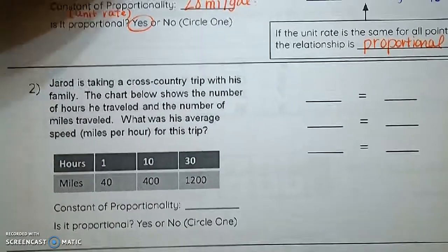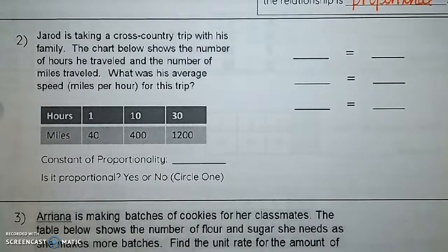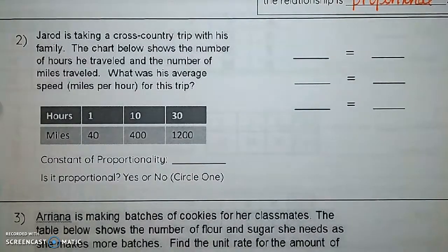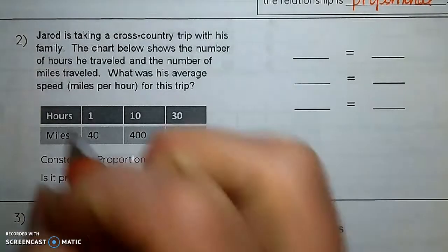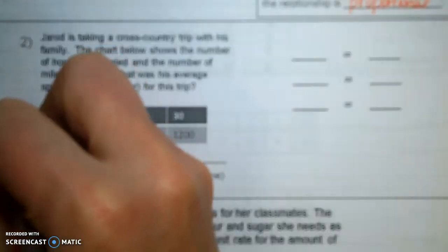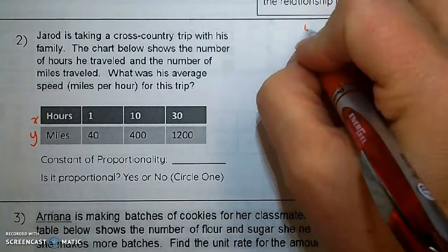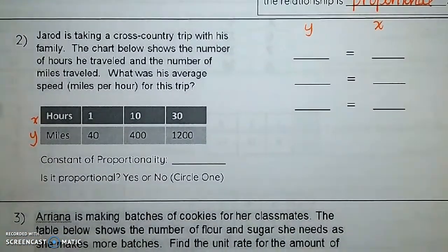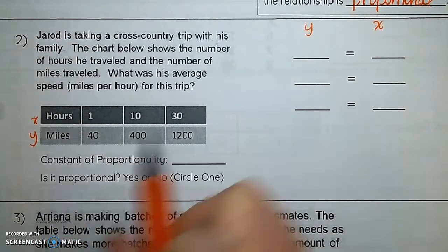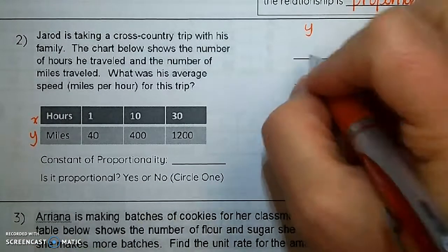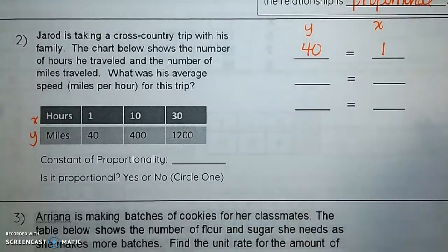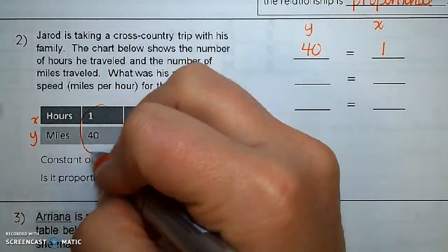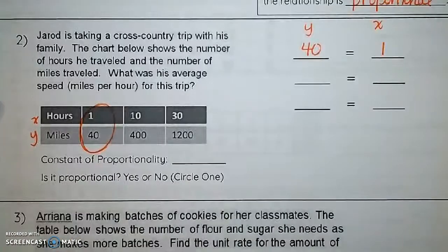On our next one, we have Jared taking a trip with his family, and the chart below shows the number of hours he traveled and the number of miles traveled. So once again, remember, this is our X, this is our Y, but when we do this, we're going to go Y and X. So the number of hours is 1, and in 1 hour, he goes 40 miles. Well, this chart is wonderful because right away, if we find out that this is proportional, there is our unit rate right there.